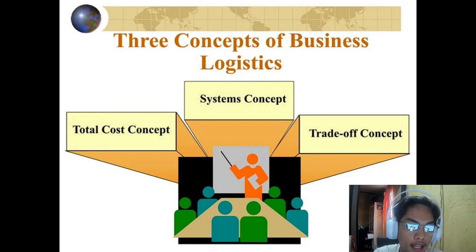So the last one is the trade-off concept. According to this concept, various costs related to the logistics management system cannot be treated separately, and trade-offs are to be created to achieve the objective of overall cost minimization. So for example, a firm may increase the number of warehouses, which involves investment or opportunity costs. This may help in reducing the transportation costs, but at the same time, it may elevate the inventory and order processing costs.